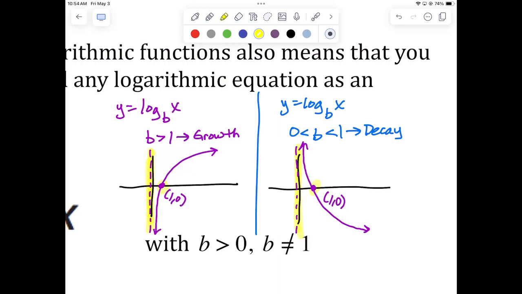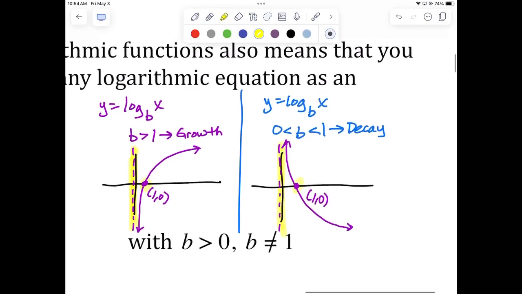Which means they share their domain and range. The domain is everything greater than 0. The range is all real numbers. Okay.